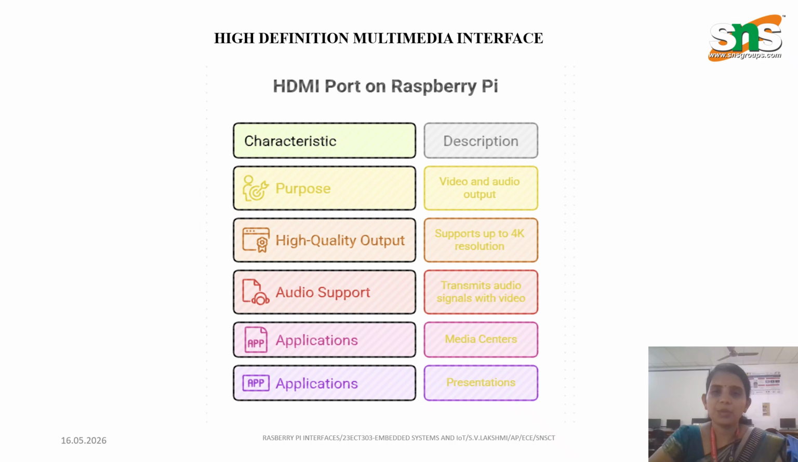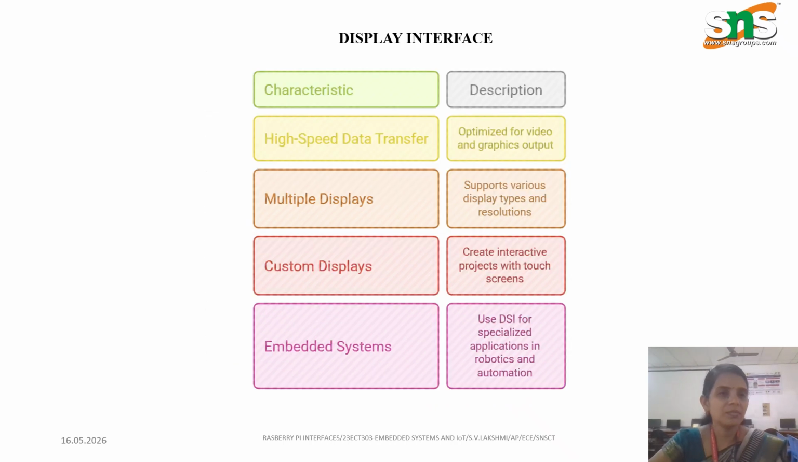And then there is the HDMI port. HDMI provides audio and video output. High definition video support is provided here, along with audio transmission, and it supports monitors and TVs. The main applications are desktop computing, multimedia systems, and digital usage. Then the display interface: here we have DSI, the display serial interface, which connects Raspberry Pi touchscreen displays. It is used for interactive smart displays, portable systems, custom displays, etc. These are mainly for display purposes.